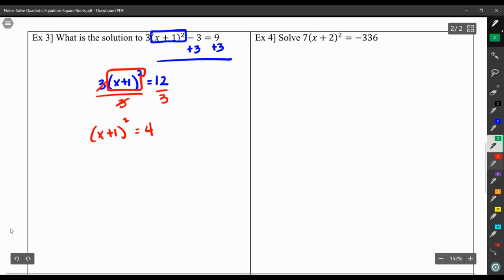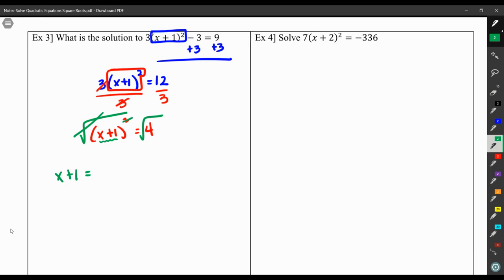Now that we have what is squared alone, we can solve this for x. To undo a square, we take the square root of both sides. So this square root and this square are inverses, so they will go away. And what's left is x plus 1. Now, the square root of 4 is a perfect square. So the square root of 4 is equal to 2, and the square root of 4 is also equal to negative 2. So we still have 2 answers here.